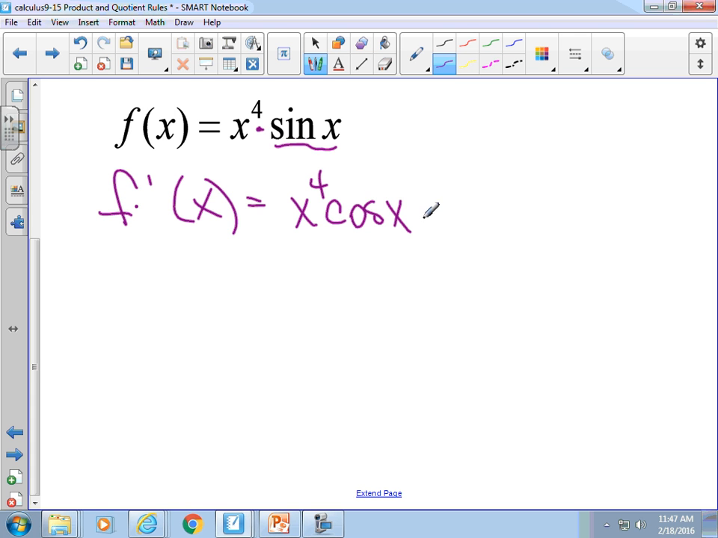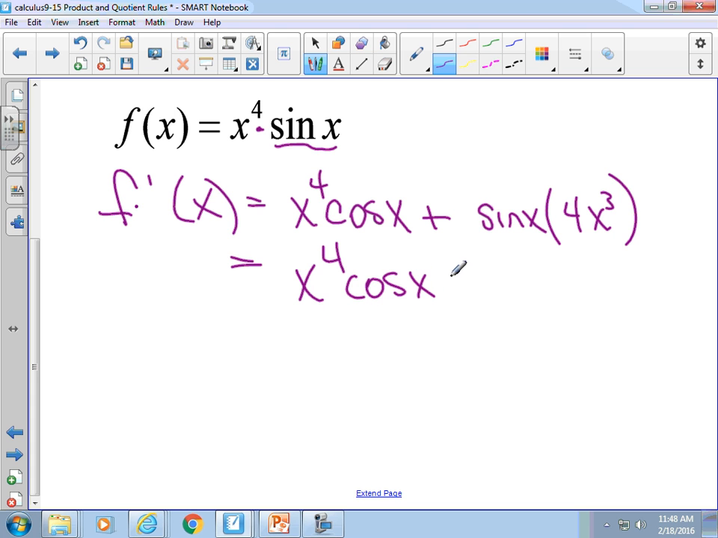Cosine of x. Plus right times the derivative of the left. What is the derivative of the left? The only thing I would do as far as simplification is I would never leave a polynomial written after sine of x, because you might accidentally be tempted to multiply those x's together. But remember that x is trapped inside sine, so if it were me, the only thing I would do is rewrite this to be 4x cubed sine of x.